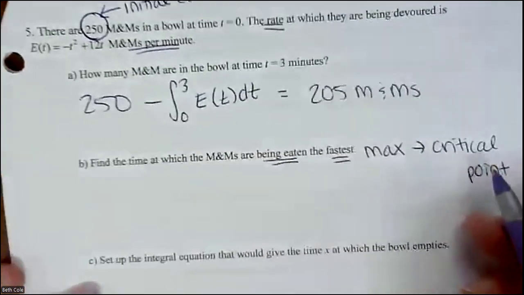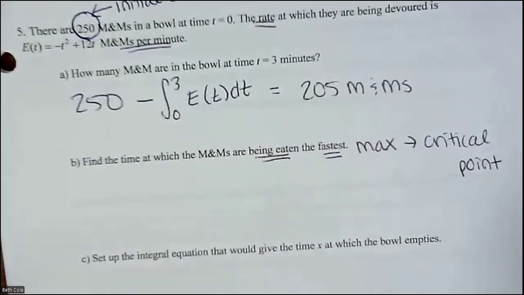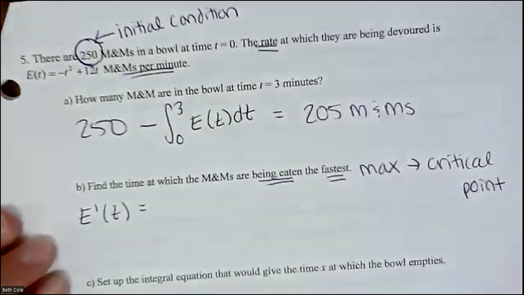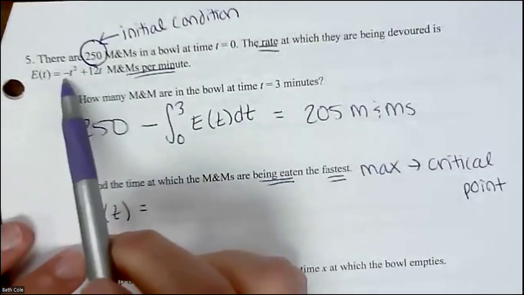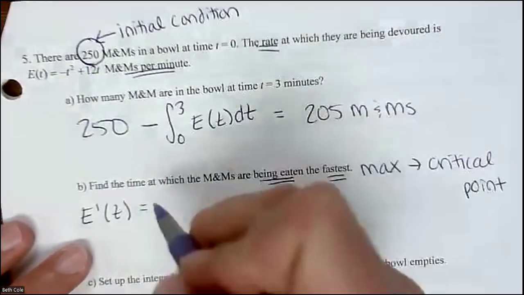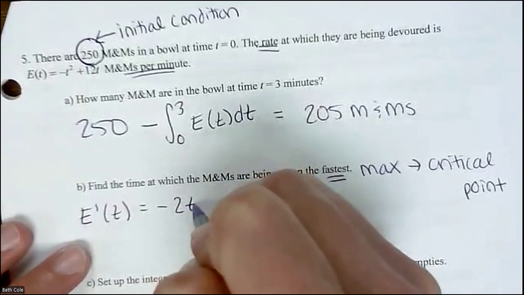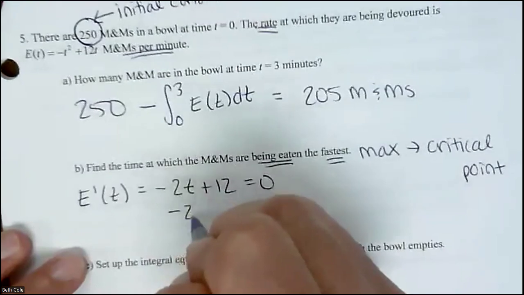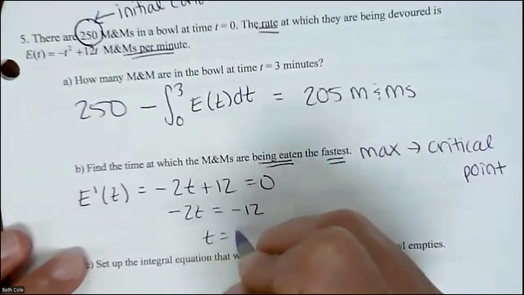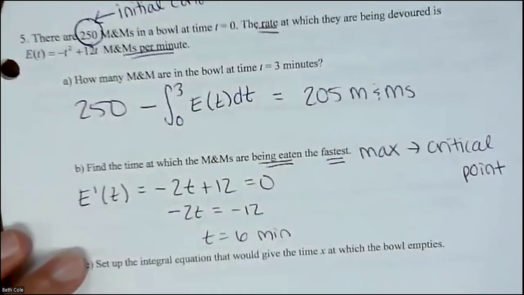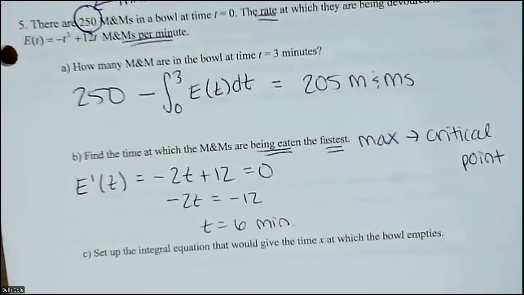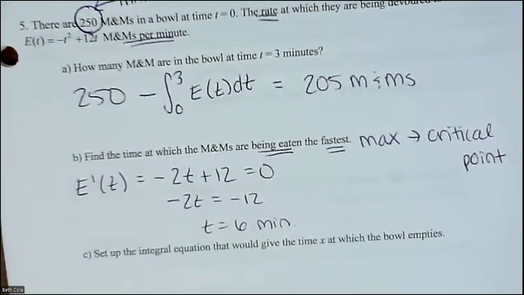Okay. So how do you get a critical point? I was about ready to say it, but I'll ask you. Critical point. Good. So we're going to find E prime and set it equal to 0. So what is your derivative of this guy? Negative 2t plus 12 equals 0. Can we all just be quiet and let everybody solve that? I got 6 minutes. So at 6 minutes is when everybody at the party is scarfing down.